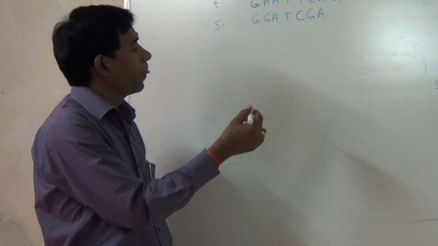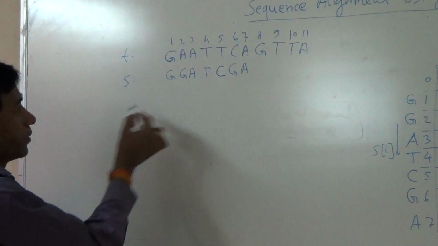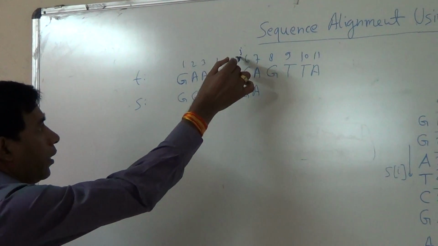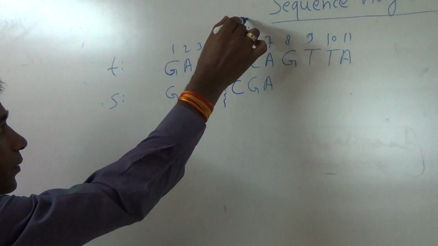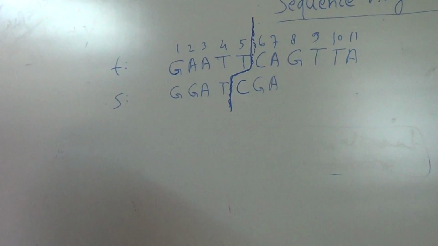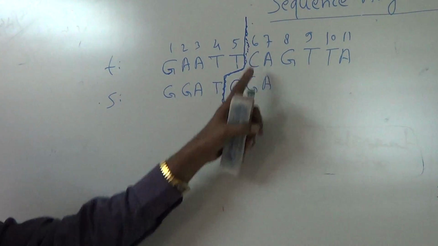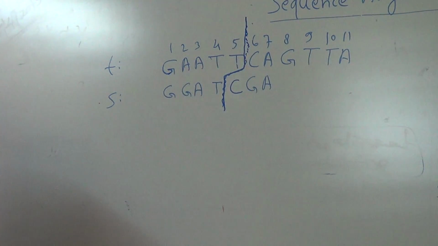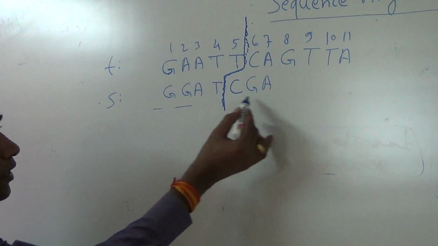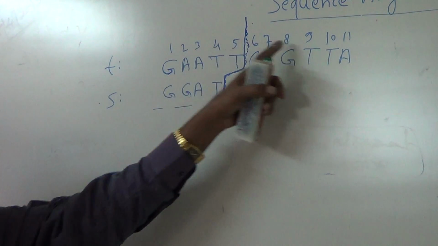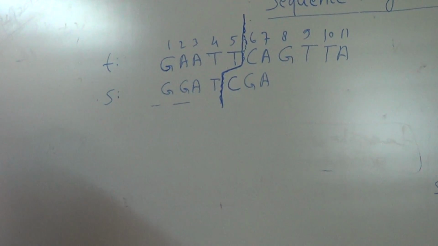For example, if we are given the 2 sequences like this, S and T, and we assume that our optimal algorithm divides the sequences into sub-problems at this point, then we have to find the optimum solution for this part and the optimum solution for this part. So the problem is we have the optimum alignment for this. How can we obtain this?